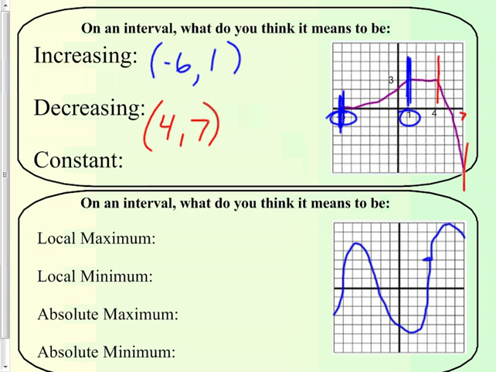And constant. Constant is where it was not moving up or down, and that was between 1 and 4. 1 to 4. Raise your hand if you feel comfortable with increasing and decreasing and constant. Good, that's pretty easy. It's just, remember, it's the x numbers. These are all x's, and people look at that and think it's like a y. No, this is an interval from the x is 4 to x is 7.